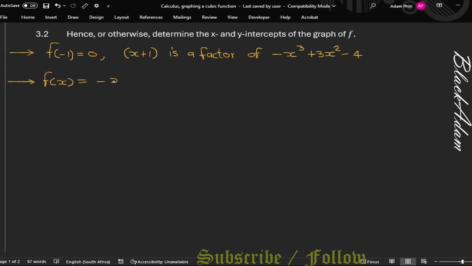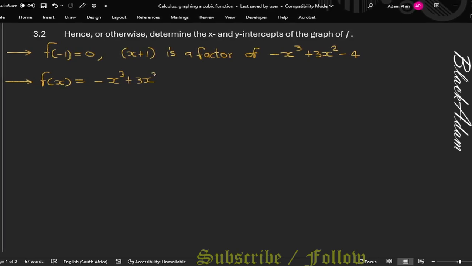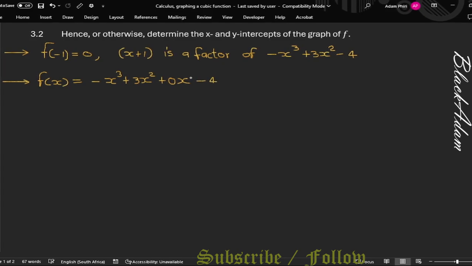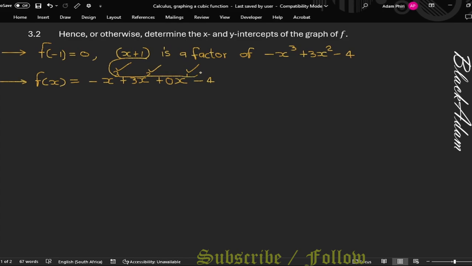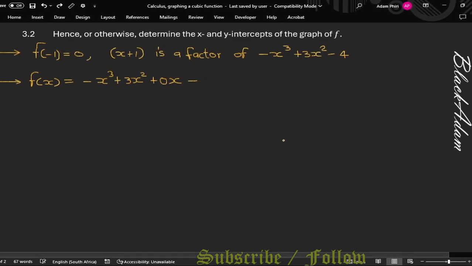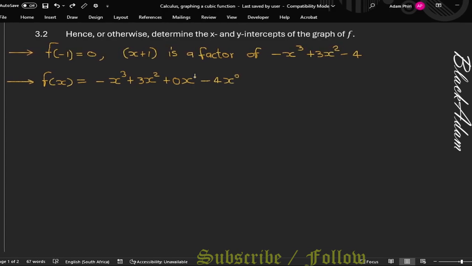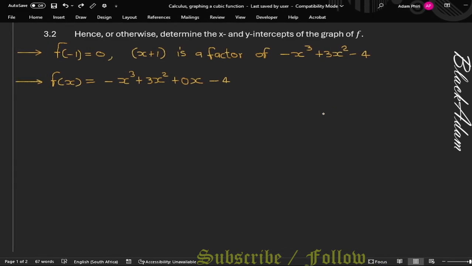And f of x, giving the equation, is minus x cubed plus 3x squared plus 0x minus 4. Remember that we have power 3, 2, 1, and then the other one is power 0. If you don't have one of the x powers in between, then you have to put it in. Even the constant has x power 0. So that's how it works. Don't forget that we need to have the powers in descending order from left to right.